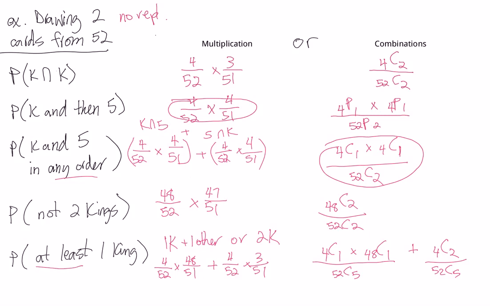Or the one other option, remember when in the last unit when we did at least, the other way you can do at least is do 100% minus the opposite. So the opposite of at least 1 king would be having no kings out of 2 cards. So the other option is we could just do 100% minus the no kings, and the no kings we already figured out, right? We got those answers in the question ahead of it. So we could have done this one just by going 1 minus 48C2 over 52C2. So 100% is 1 as a decimal, and subtract the no kings, which would be the answer that we had in the previous question. So that's another way you could do that one.